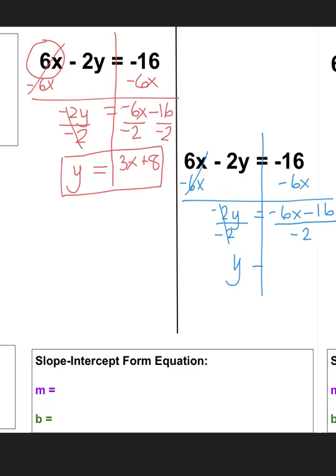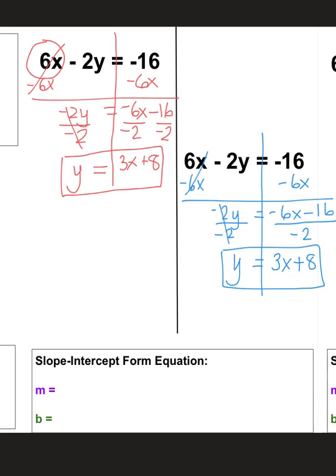Y equals, you're just going to need to remember that you do -6 divided by -2 and -16 divided by -2. That will leave me with 3x plus 8, and it still gives me the same equation, so whichever works for you, that is perfectly fine.